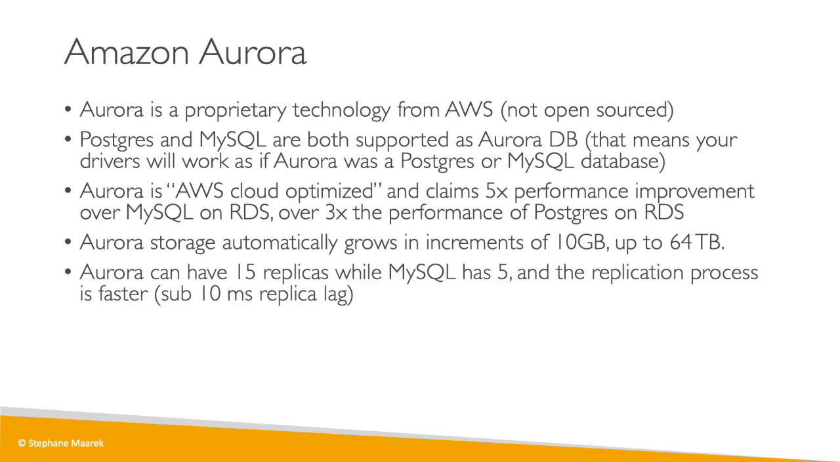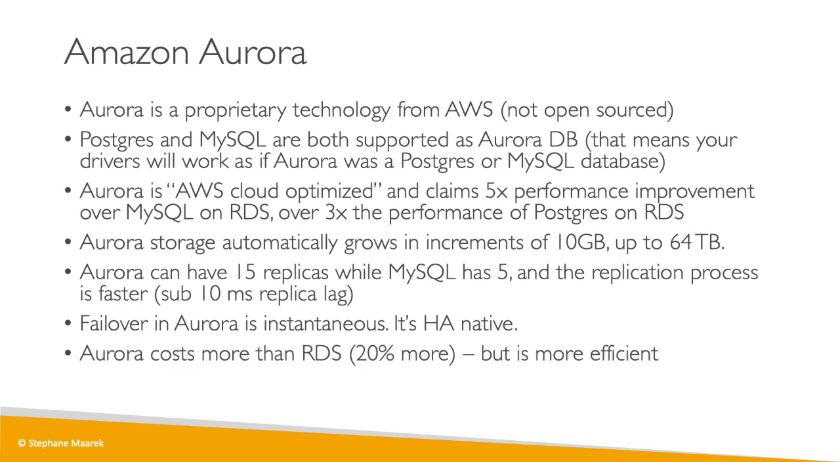Also, for the read replicas, you can have up to 15 replicas, while MySQL only has 5. And the replication is much faster, the way they made it. So overall, it's a win. Now, if you do failover in Aurora, it's going to be instantaneous, much faster than a failover from multi-AZ on MySQL or RDS. And because it's cloud native, by default, you get high availability. Although the cost is about 20% more than RDS, it is so much more efficient that at scale, it makes a lot more sense for savings.